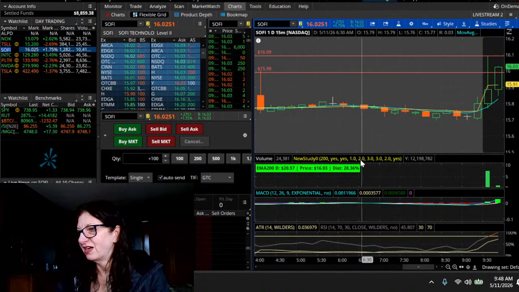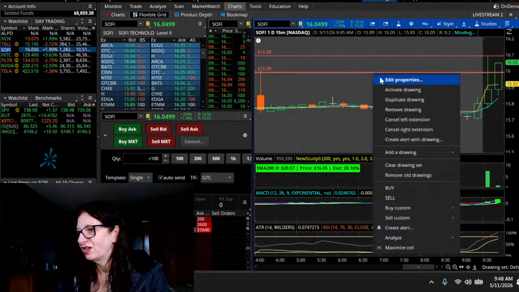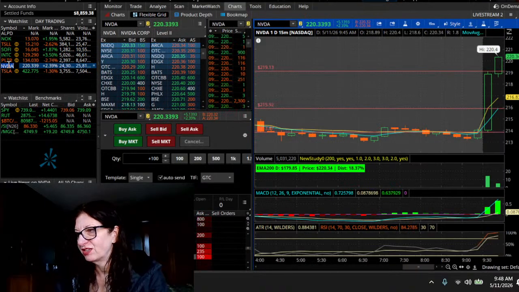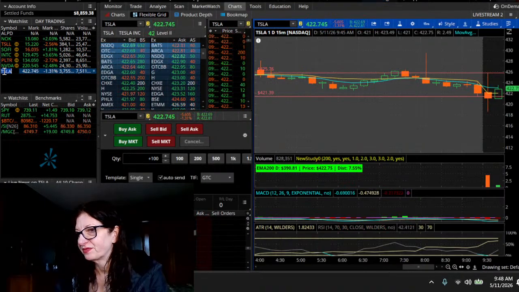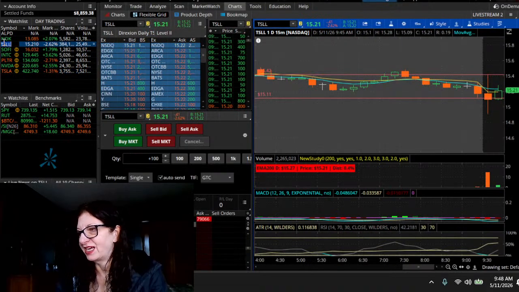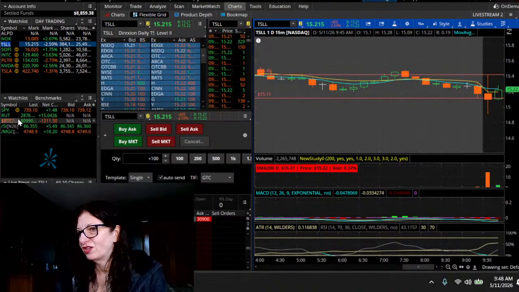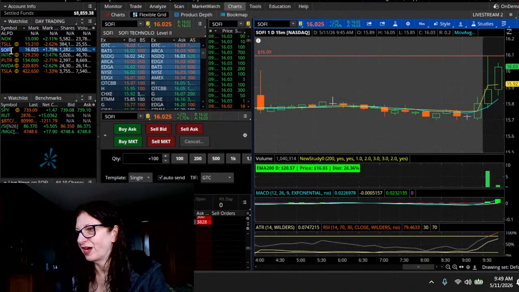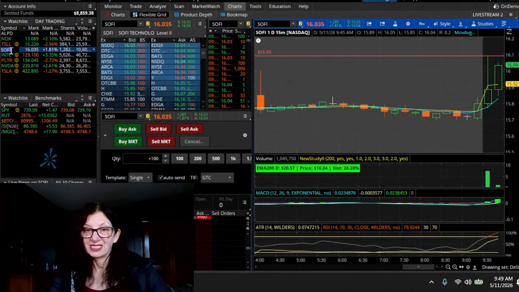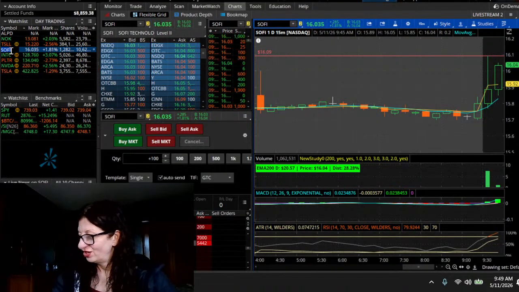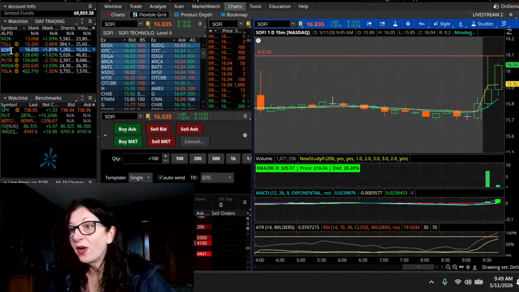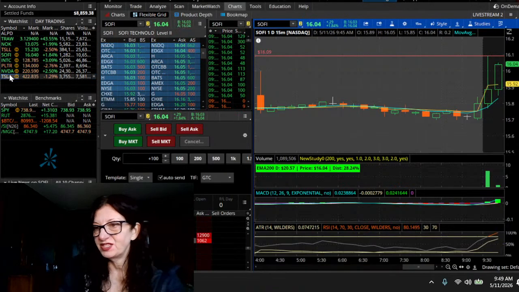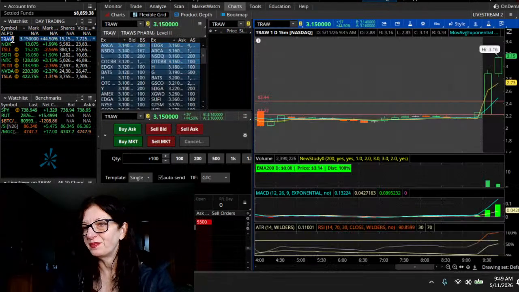SoFi, big topping tail. So if we look at the 15-minute, it does paint a different picture. Tesla's not the one to trade today. TSLL, not TSLL either. SoFi, still inside that range. TRAW, I saw that. I saw TRAW moving, yep.